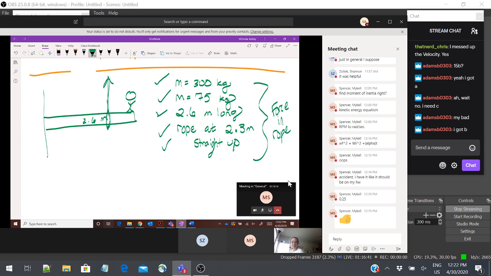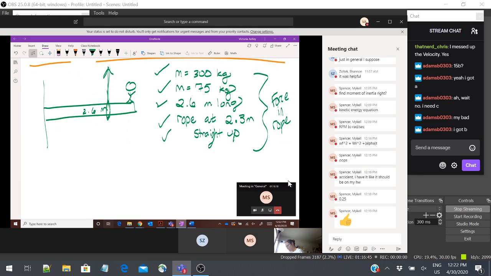Okay, so I don't see any red herrings in this problem. I've drawn a picture. We want to categorize it. What type of problem is this?